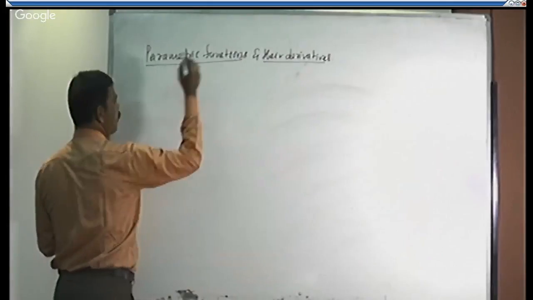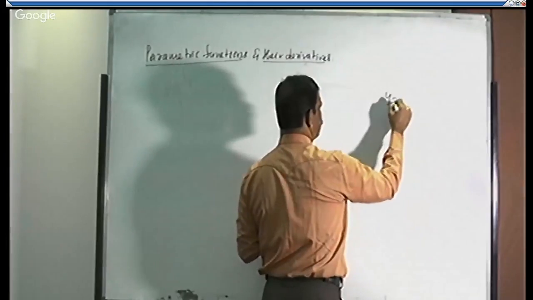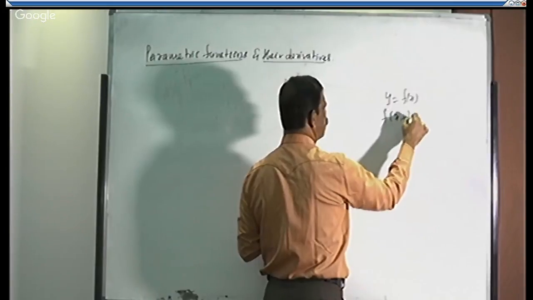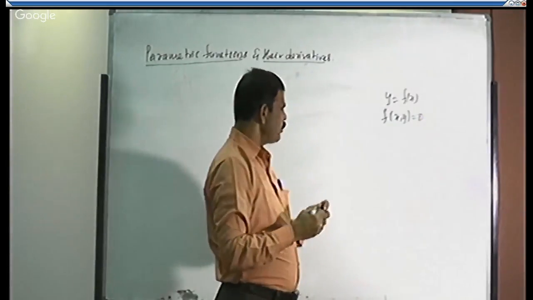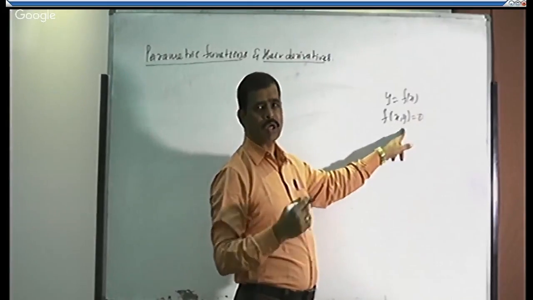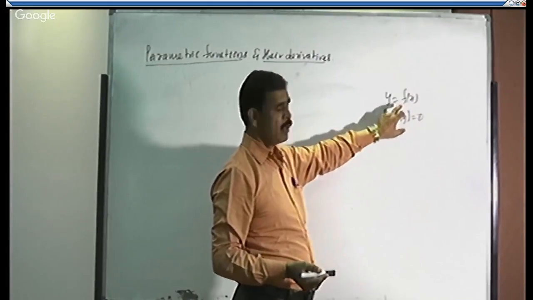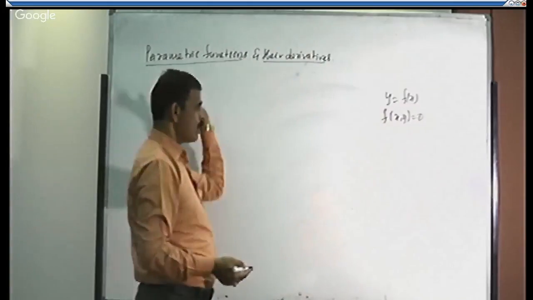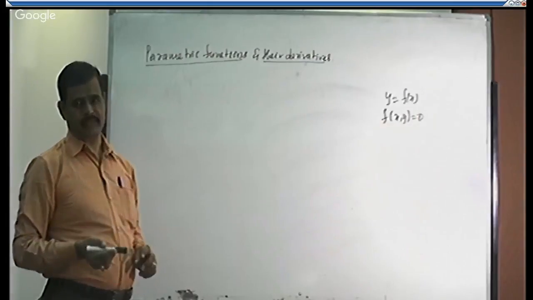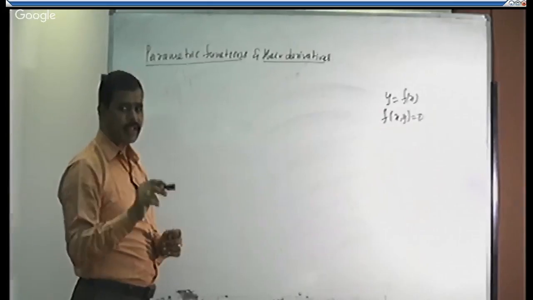Parametric functions. So far, we have taken such functions: y is equal to f of x, or f of x comma y is equal to 0. Here y is a function of x, or the function involves both x and y terms together. This is an explicit function, this is an implicit function. But there are some functions where x and y are given separately.